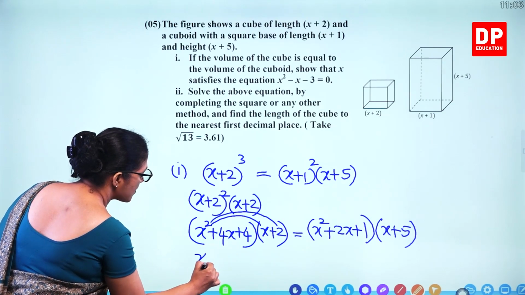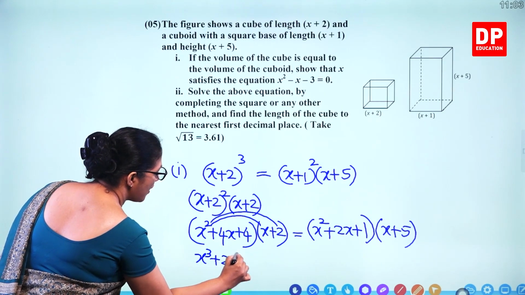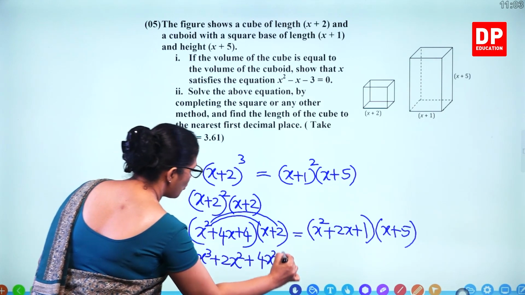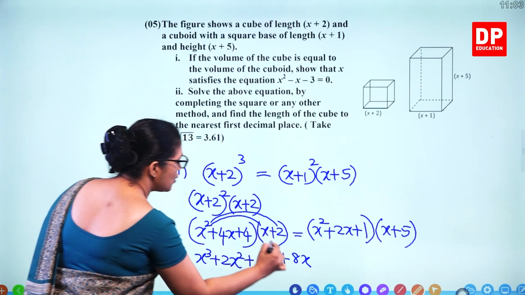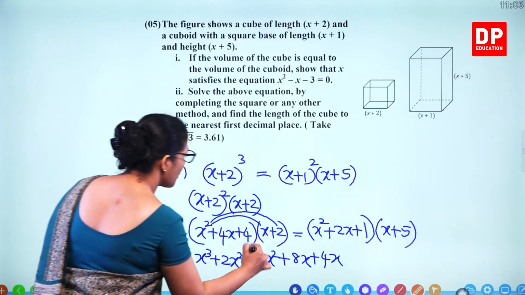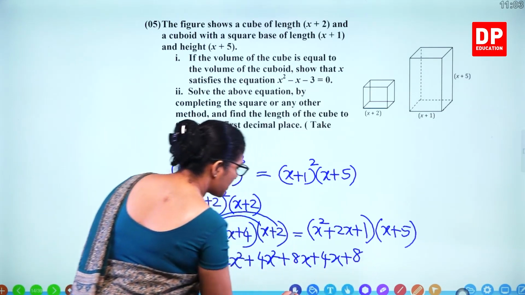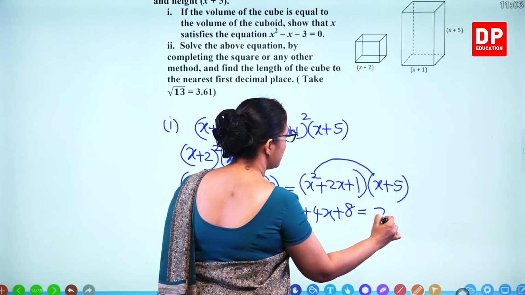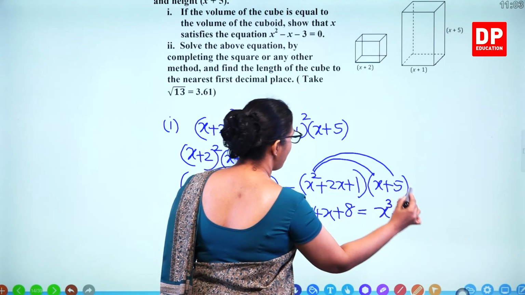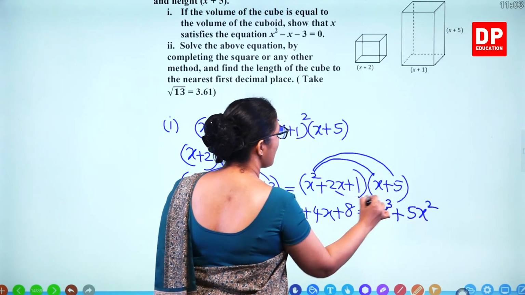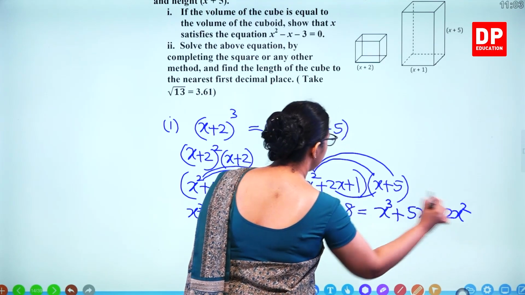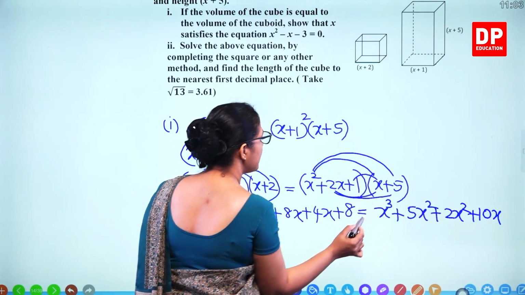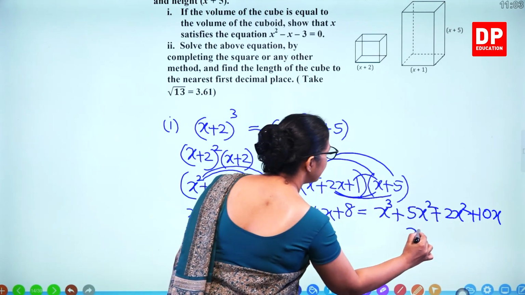x squared into x, x cube. You get 2x squared. This into this, 4x into x, 4x squared. 4x into 2, 8x. 4 into x, 4x. 4 into 2, 8. That's equal to, other side, what you are getting? x squared into x, x cube. 5x squared. 2x squared here. 2 times 5, 10x. And you get x plus 5.